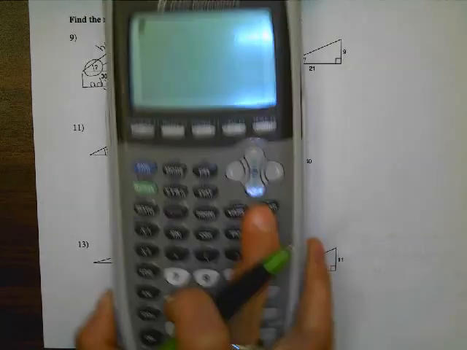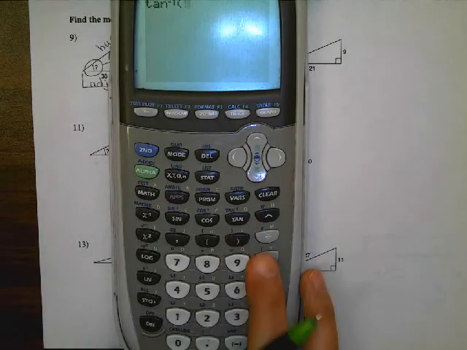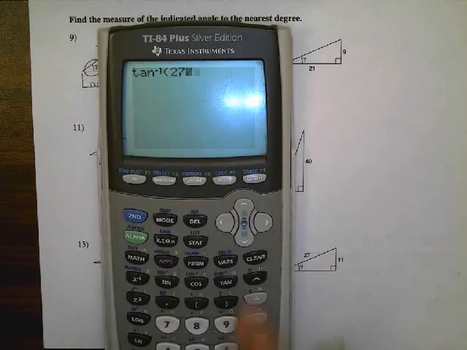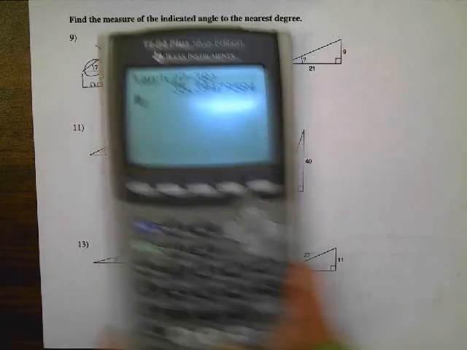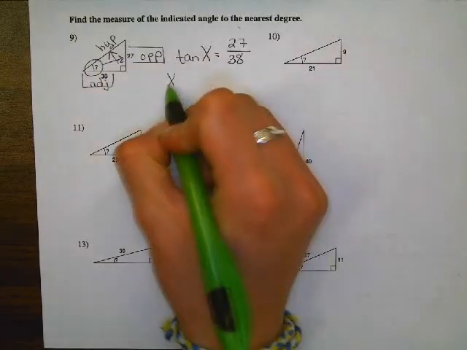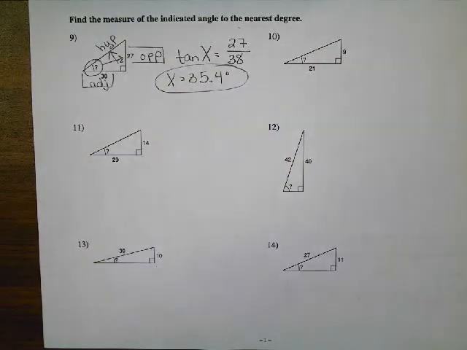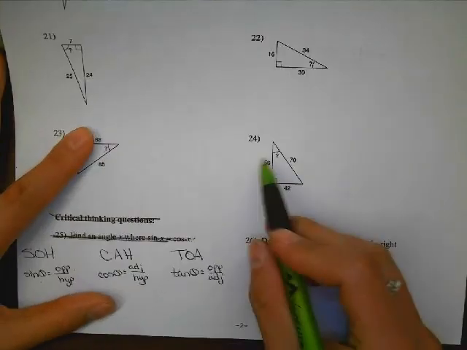Again, I'll put that in my calculator. Second tangent of 27 over 38 means my angle is 35.4 degrees. So x equals 35.4 degrees. So I want you guys to try the rest of the problems. Start at number 9 here and go to the back side to number 24.